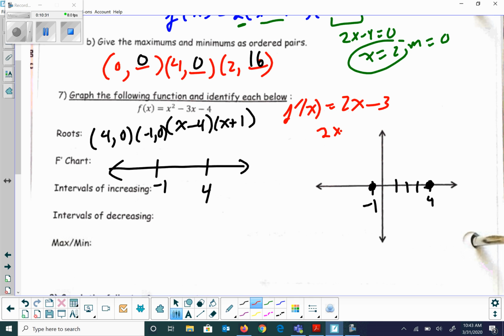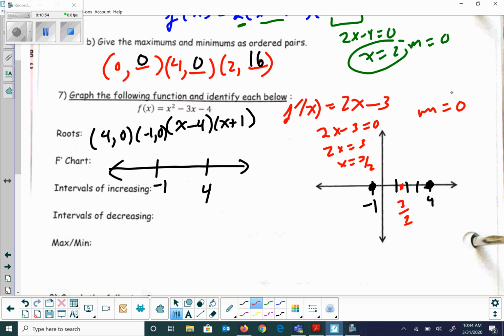So I get 2x minus 3 is equal to 0. 2x equals 3. X equals 3 over 2. Okay, so at 3 over 2, that's 1.5, so that's about right there. That's another value. So that's going to tell me where I would have a slope equal to 0 because I took the derivative. So that means it's either a max or a min.